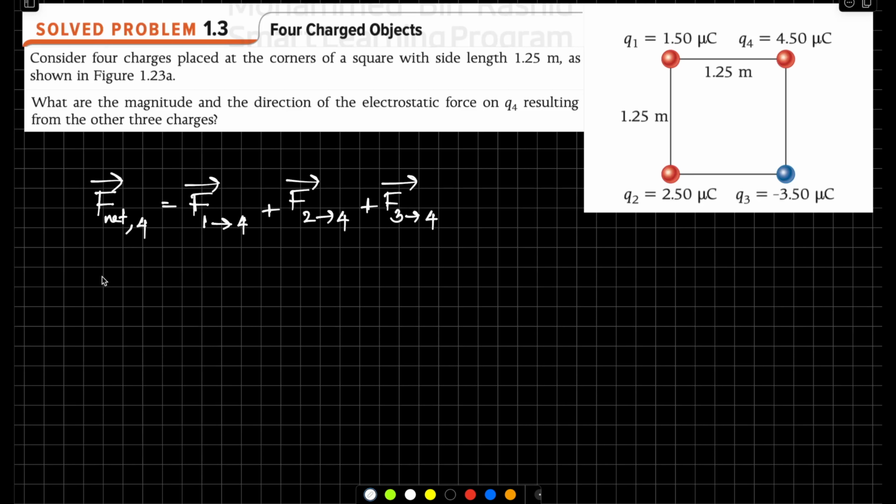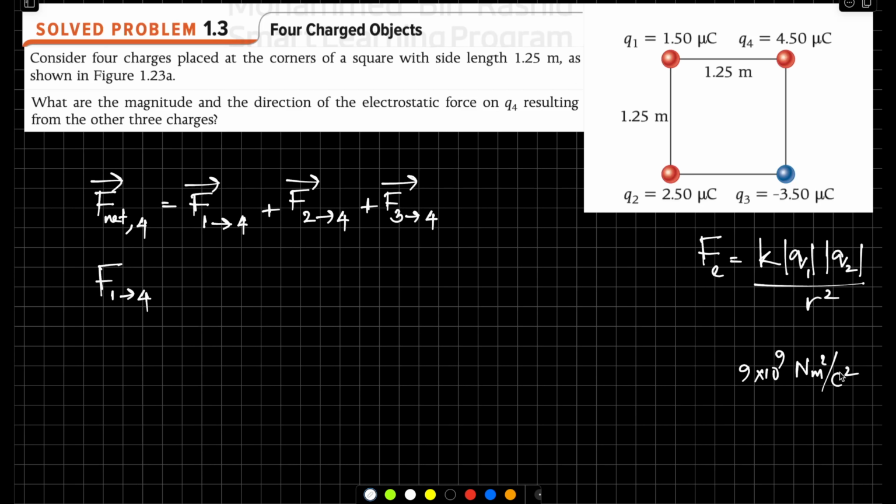So F1 to 4. Recall Coulomb's law: the electrostatic force is equal to K times the absolute values of Q1 Q2 over R squared. K is Coulomb's constant, 9 times 10 to the power of 9 newton meter squared per coulomb squared. Q1 is charge number 1, Q2 is charge number 2, and R is the distance between Q1 and Q2.